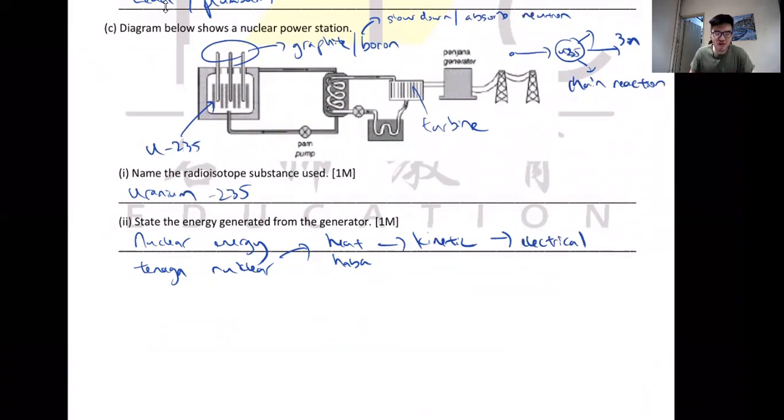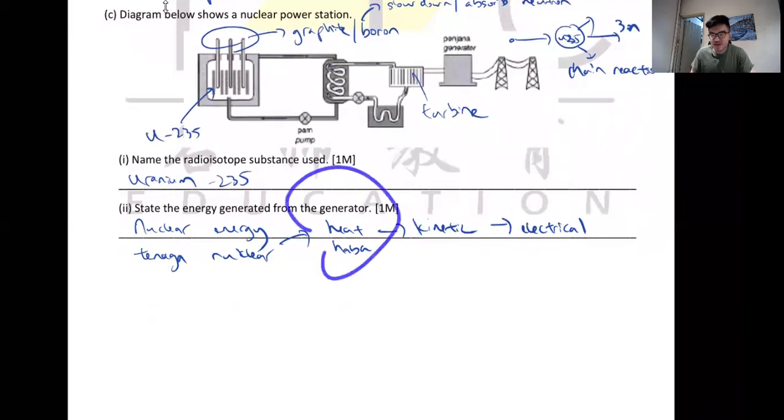Okay, so basically all power stations work the same way. It's by heating water. You can use nuclear to heat water, you can heat fossil fuel, you can heat biomass, you can heat natural gas, you can heat coal. The point here is to heat water so that it becomes steam and spins the turbine and you will get electricity.